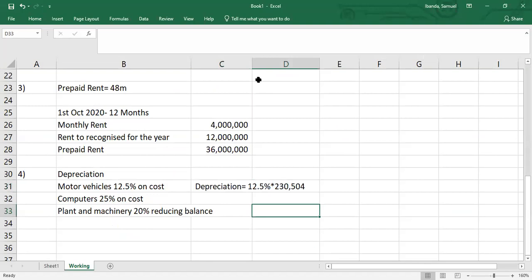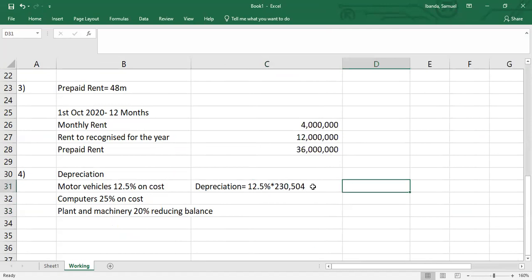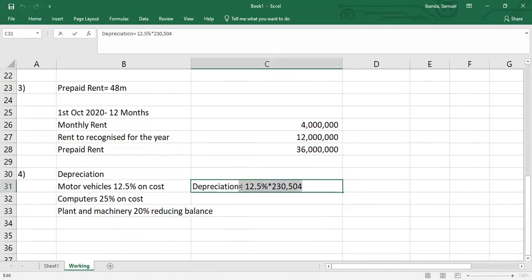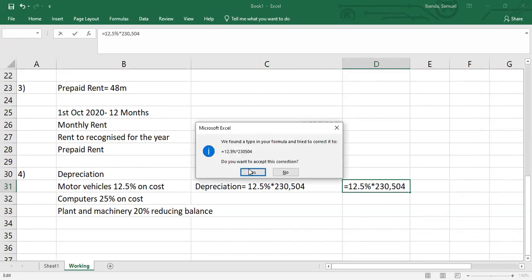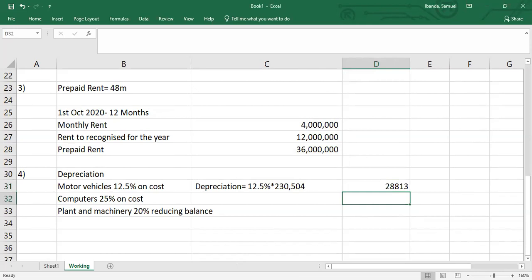Okay. So after that, I can now determine my depreciation in terms of value. What this will be. All right, so that's what we basically still have. Okay, so we have 28,813 as our depreciation for motor vehicles.